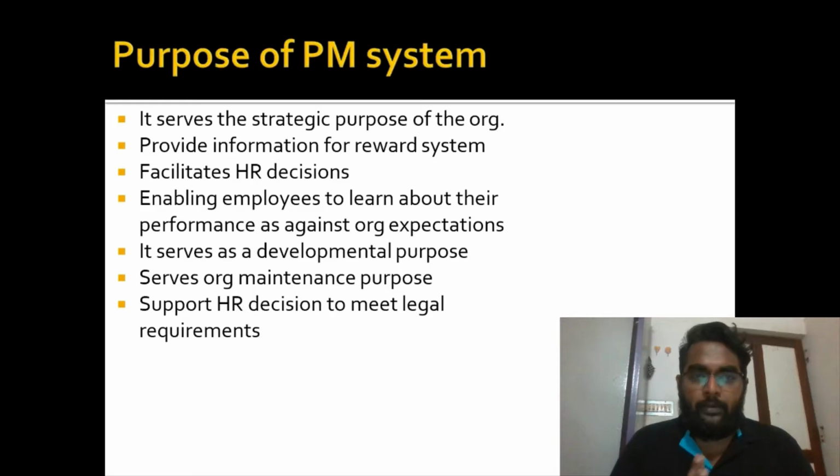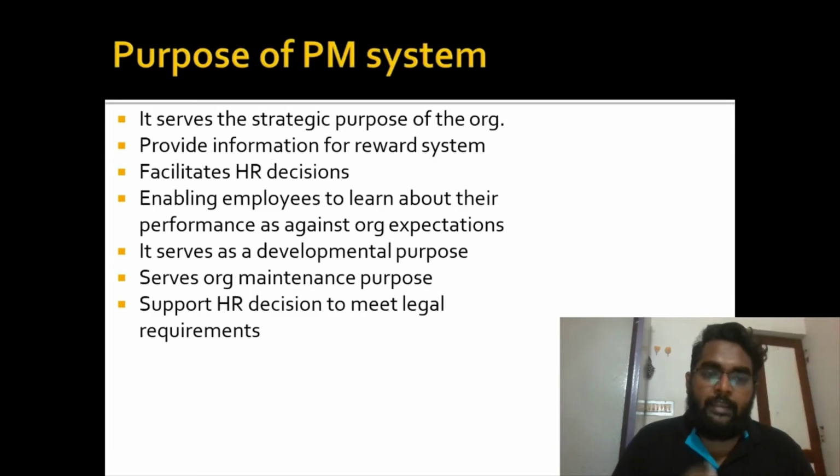Then, the purpose of a performance management system. It serves the strategic purpose of the organization, that is, why the organization is working. That is called strategic analysis, strategic purpose. So the strategic purpose will be served. Second, it provides information for the reward system. Based on this performance management, we will be able to provide incentives to the employees. Third, it facilitates HR decisions, whether to retain some employees or to eliminate some. All these decisions will be based on this analysis.